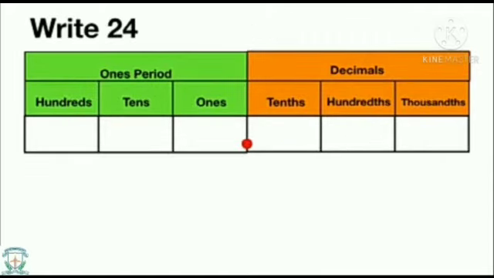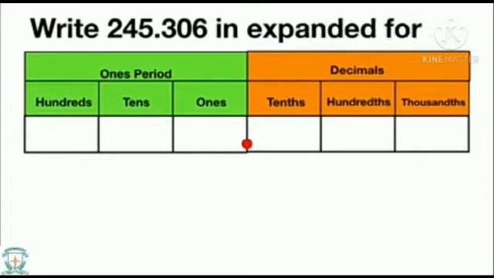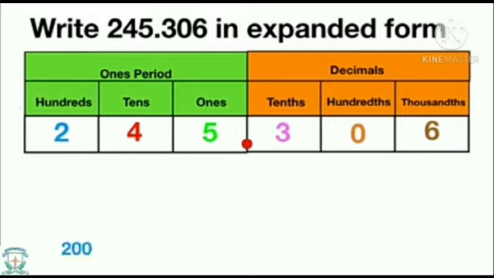Write 245.306 in expanded form. First, take the number and put it on the place value chart. Then add together the value of each digit, that is 2 hundreds is 200 plus 4 tens is 40 plus 5 ones is 5 plus 3 tenths is 0.3 plus 6 thousandths is 0.006.